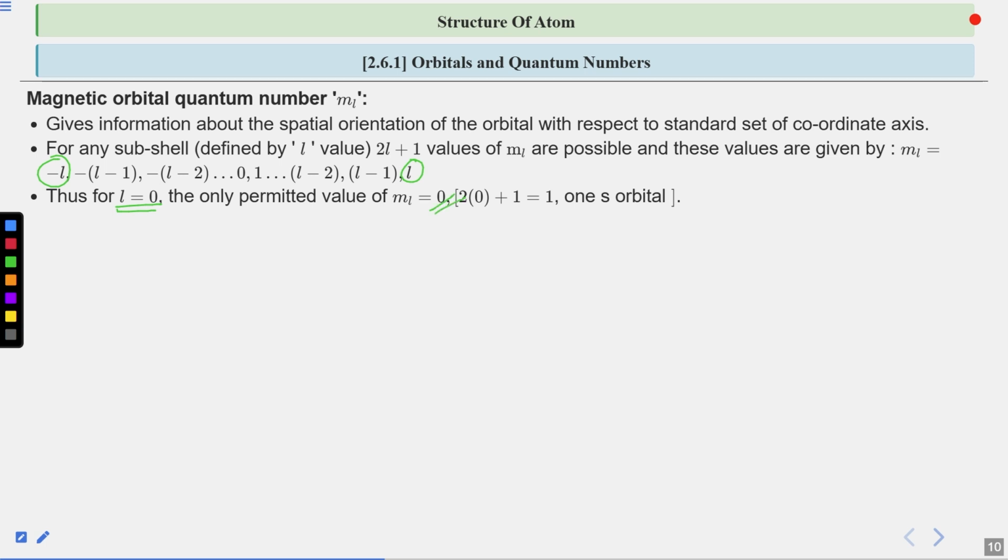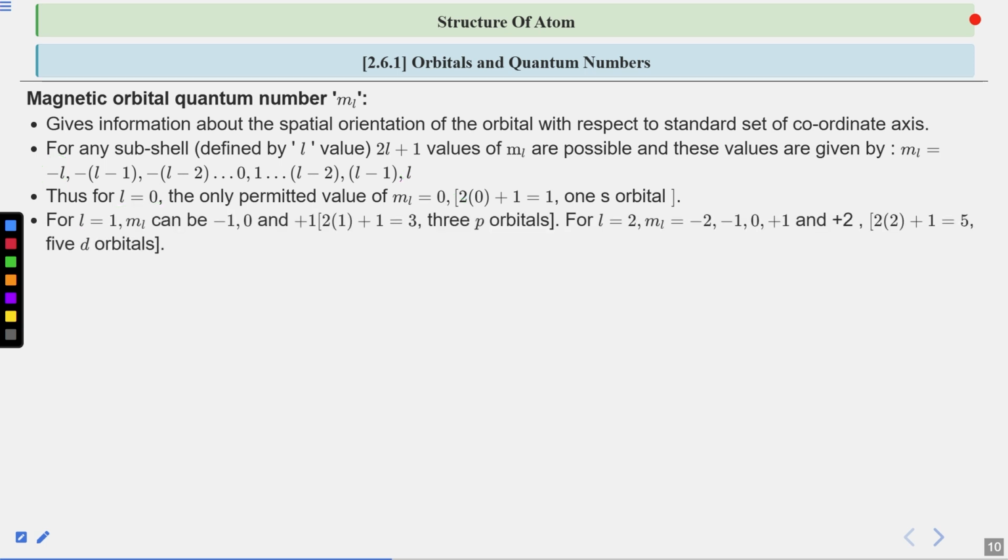Now you may be facing some difficulty understanding this. For that, let us take one more example. Suppose we have L value as 1. Then what is the number of possible orientations, or number of possible orbitals? That will be 2L plus 1, so 2 into 1 plus 1, which is 3. Now, if I ask you the values of these 3 orientations, you will go from minus 1 to plus 1 as the L value is 1. That gives you 3 values: minus 1, 0 and plus 1. So the ml value has 3 orientations.